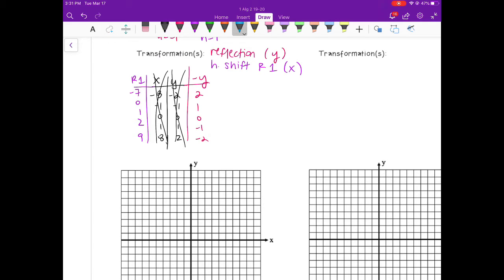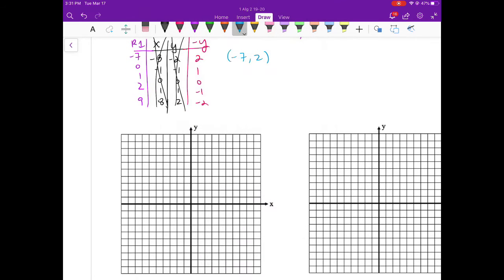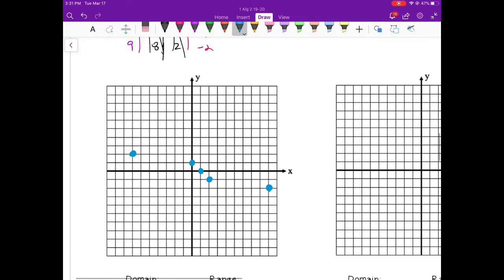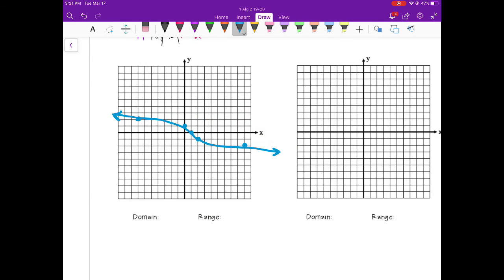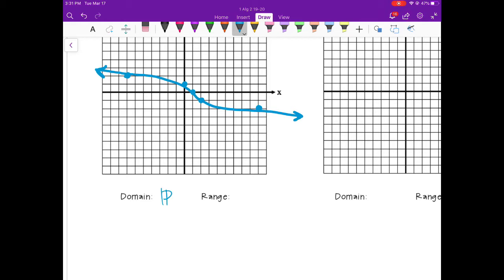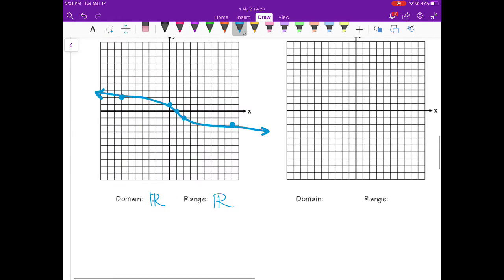So these points that we've got, well, we have the ordered pair (-7, 2). So we'll start there, -7, +2. And then next we've got the point (0, 1). We've got the point (1, 0), (2, -1), and (9, -2). So it should always kind of follow this pattern. And so if when you're drawing it, it's not quite looking like that, check your transformations. And there's our good enough cubic root function. Our domain and range, always, always, always, for cubed roots, will be all real numbers.